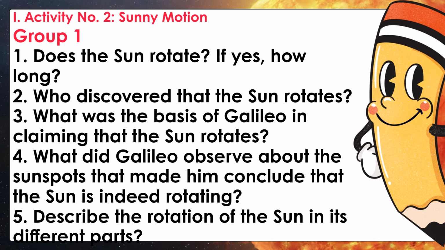Group 1 questions. 1. Does the sun rotate? If yes, how long? 2. Who discovered that the sun rotates? 3. What was the basis of Galileo in claiming that the sun rotates? 4. What did Galileo observe about the sunspots that made him conclude that the sun is indeed rotating? And 5. Describe the rotation of the sun in its different parts.